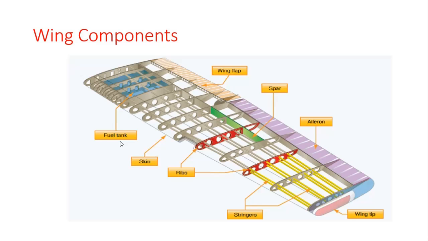The wing ribs determine the shape and thickness of the wing. In most airplanes, the fuel tanks are either an integral part of the wing structure or consist of flexible containers mounted inside the wing.